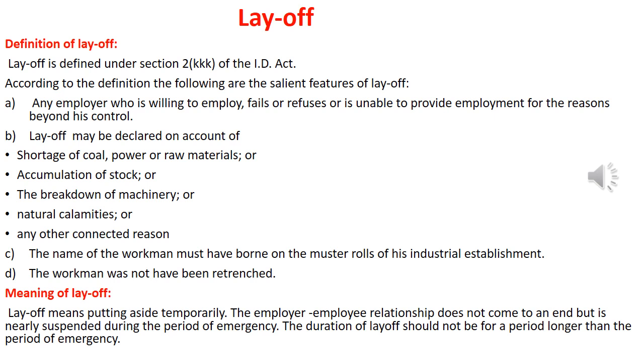Let us look into the definition of layoff. Layoff is defined under section 2(kkk) of the ID Act. What does this definition say?